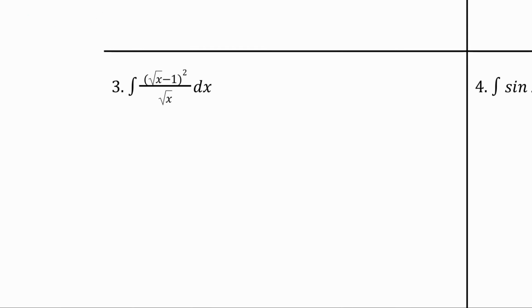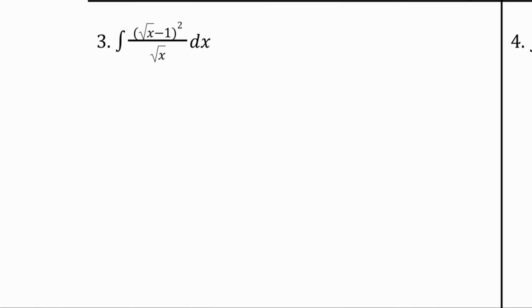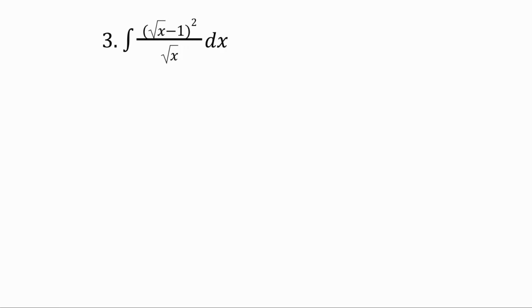Again, the more you see, the easier these become, the easier it is to figure out what u is and so on. So number 3, we have the square root of (x minus 1) squared over the square root of x. Again, we're going to pick that inside piece right here. So I'm going to say my u is equal to the square root of x minus 1.